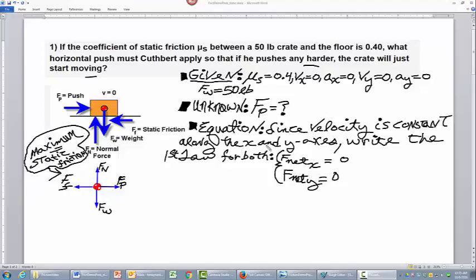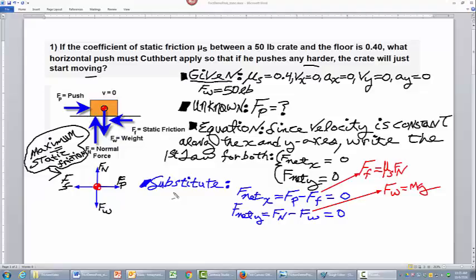The equation. Since velocity is constant along the x and the y axes, write the first law for both. We know that if velocity is constant, then the total force is 0. Since force is a vector, we must write the first law along each axis separately and independently. Therefore, we write F net of x, or the total force along the x-axis, is 0, and F net of y is 0. Now substitute. First symbolically and then numerically.